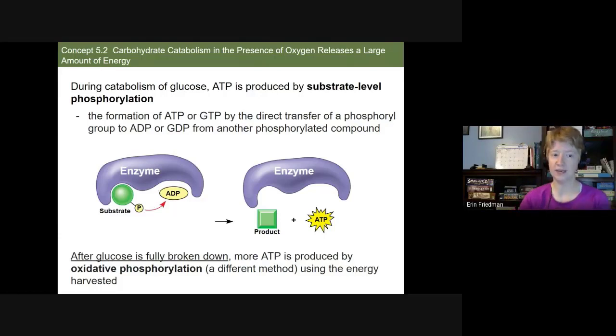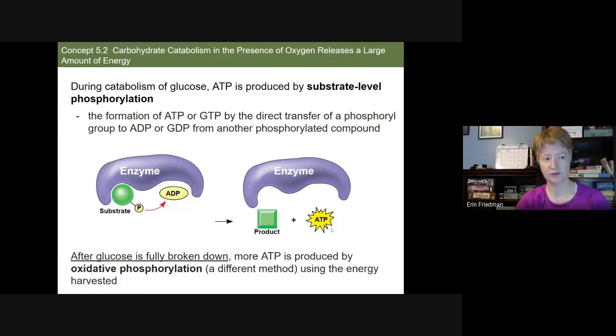So this is one way to make ATP. We can pull a phosphate off of a substrate, add it to ADP, and now we have 3 phosphates, ATP. We've built a covalent bond with all that energy, and then this has a lot of potential energy to do work later.